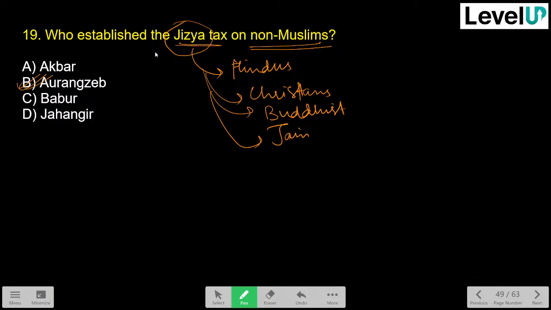The question is not exactly correct. The jizya tax was reintroduced by Aurangzeb. So it was first introduced by... try to answer it. Who first introduced the jizya tax? Who was the first ruler to introduce the jizya tax?